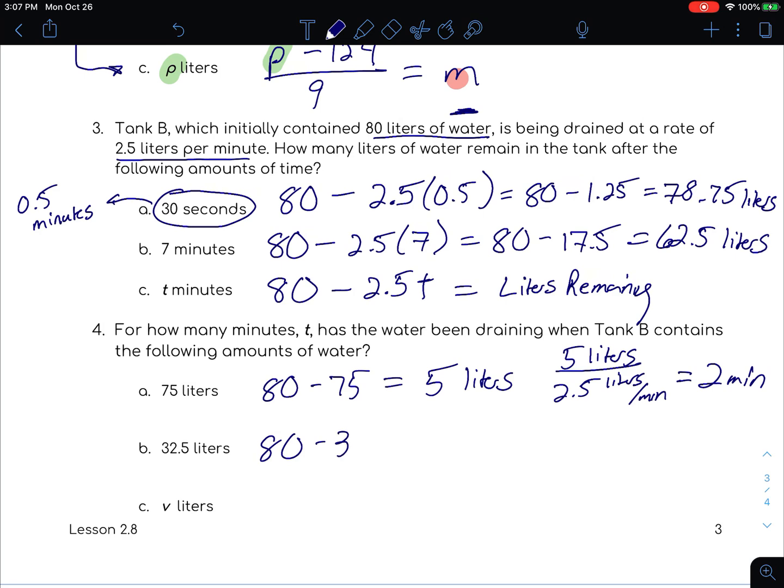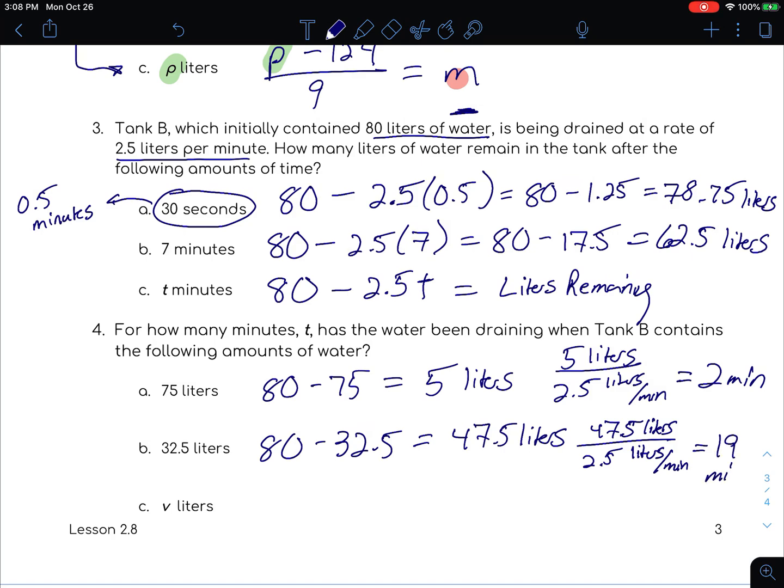5 divided by 2.5. If we got down to 32.5 liters, that means that 47.5 liters were drained. And so 47.5 liters divided by 2.5 liters per minute, and that comes out to 19 minutes.